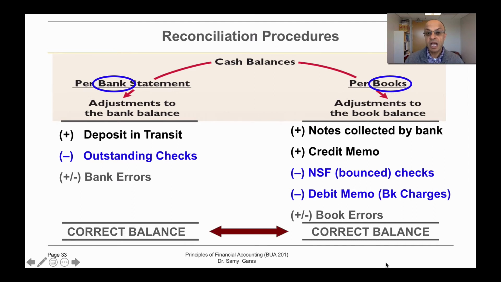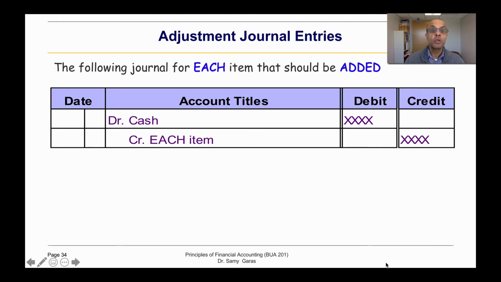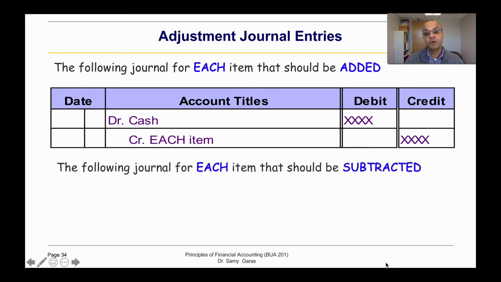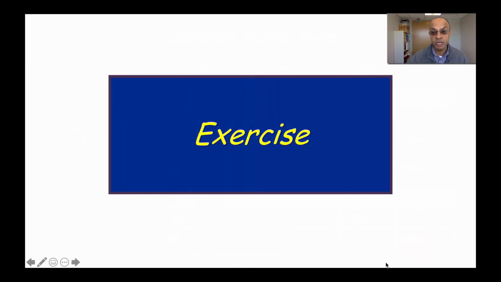At the end, after making the reconciliation, the bank balance should match the company balance, and we make a journal entry to do the adjustments. How do we make the journal entry? For all the items that have been added to the company, we debit cash and credit each item. And for all the items that have been subtracted from the company balance, we debit the items and credit the cash.